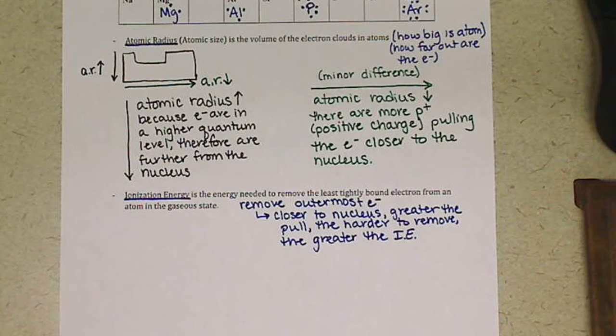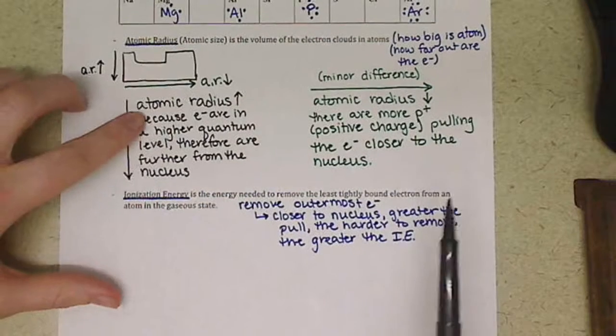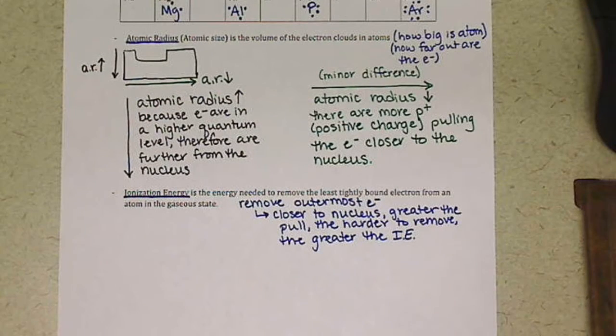So if the electron is close to the nucleus, it's closer to that positive charge, so there's a greater pull on that electron. Greater pull on the electron means it's harder to remove. If it's harder to remove, that corresponds to a greater ionization value. So atomic radius has to do with how close the electron is to that nucleus.